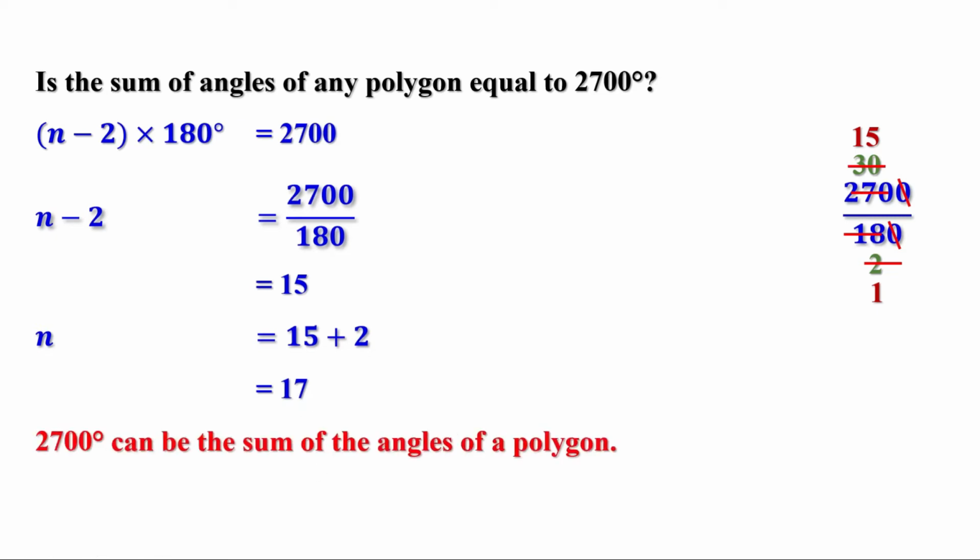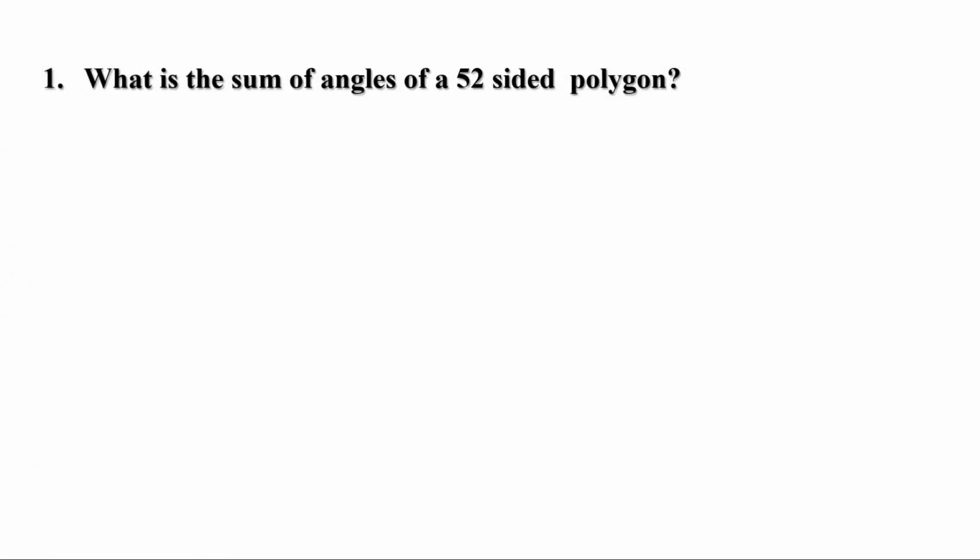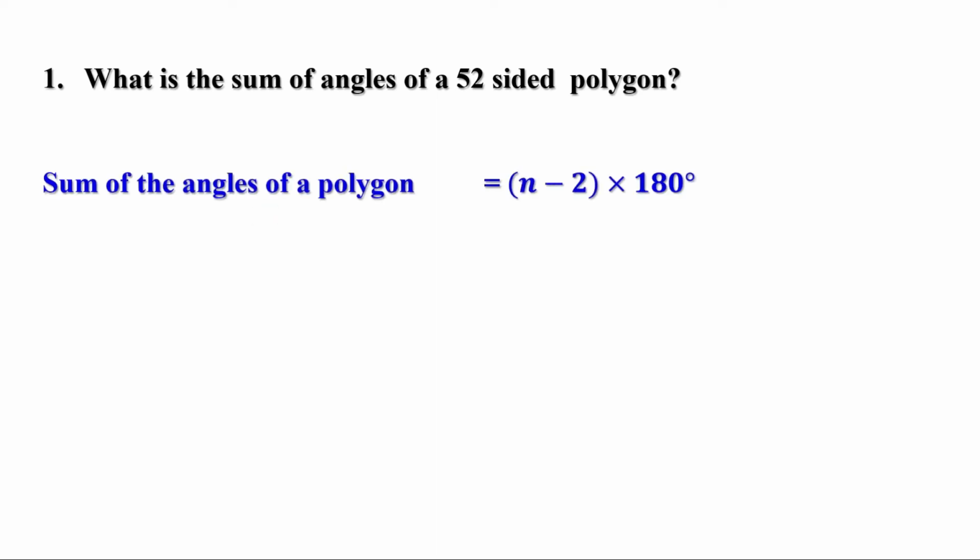Now let us discuss some more problems from the same section. We are going to discuss questions on page 49 and 50. First question. What is the sum of angles of a 52-sided polygon? We know the sum of the angles of an n-sided polygon is (n minus 2) into 180 degrees. n is the number of sides. Here, the number of sides is 52. Replacing n by 52, we can write (52 minus 2) into 180 degrees. 52 minus 2 is 50. So this can be written as 50 into 180.